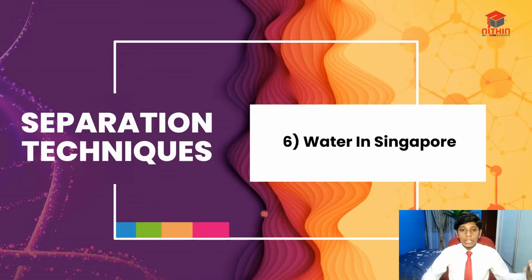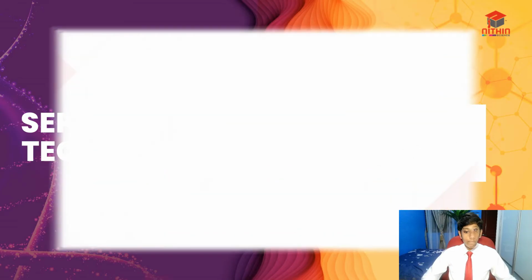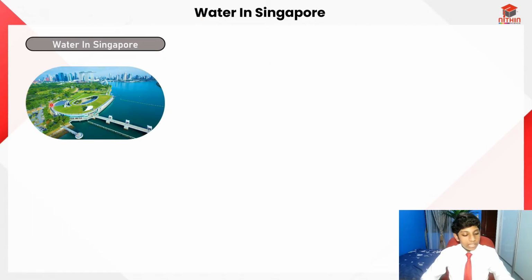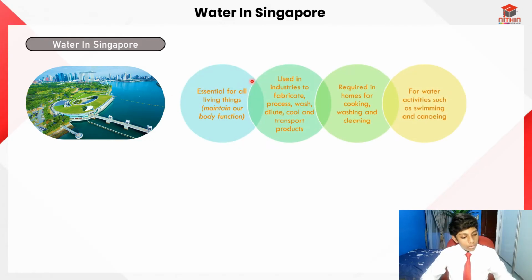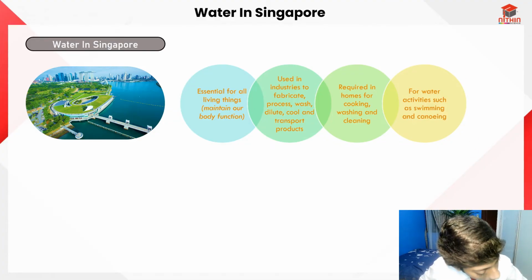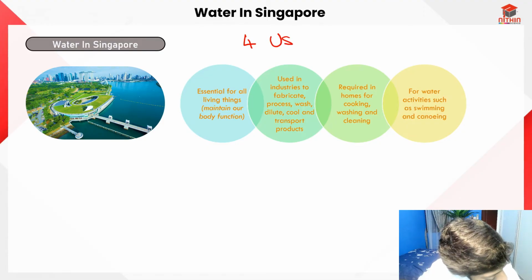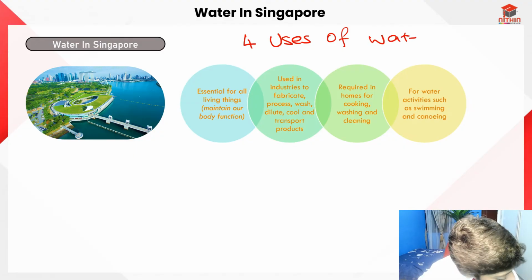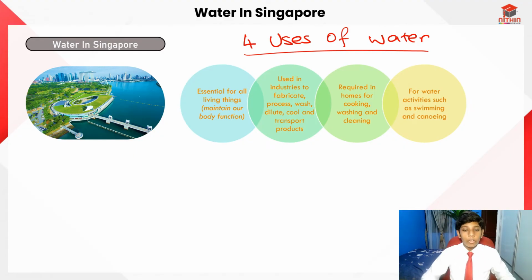For the last segment of this video, I'll be going through water in Singapore, and I hope you have understood paper chromatography. So now let's take a look at water in Singapore. This is one of the sources of water in Singapore. Over here are the 4 uses of water. Let me just write that down. 4 uses of water.